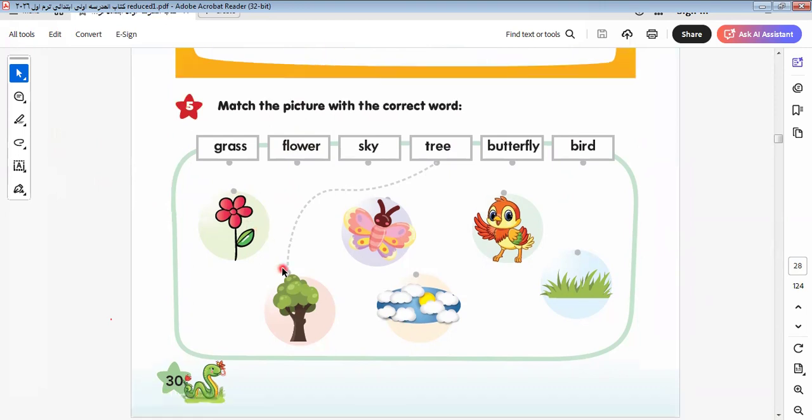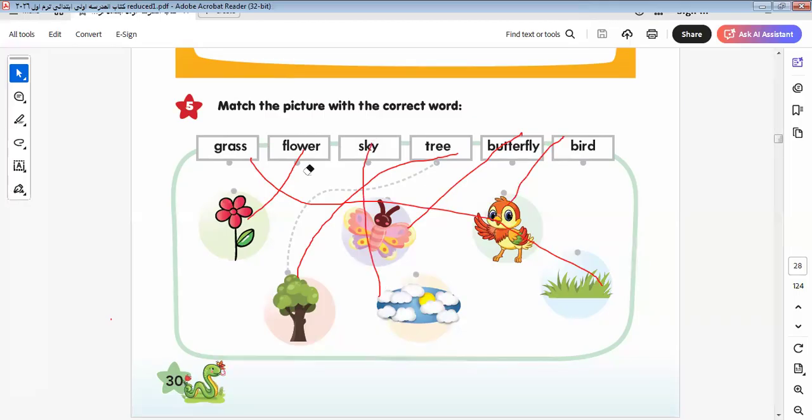Okay, so he gives you the lesson and makes you think by asking a question related to the lesson. Here we have grass. Which one is grass here? I select grass by this one. Flower. Which one is flower? This one. Tree. This is a tree that matches. Butterfly, bird, and this one is bird. Which one is the sky? This one is the sky. Let's go to another one.